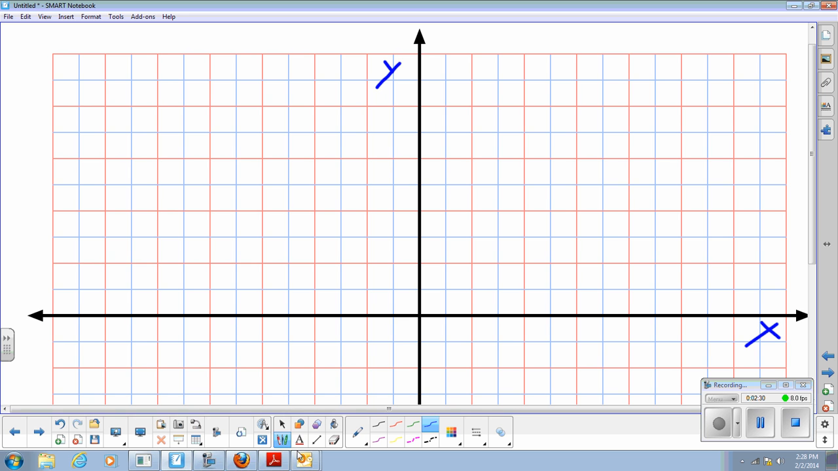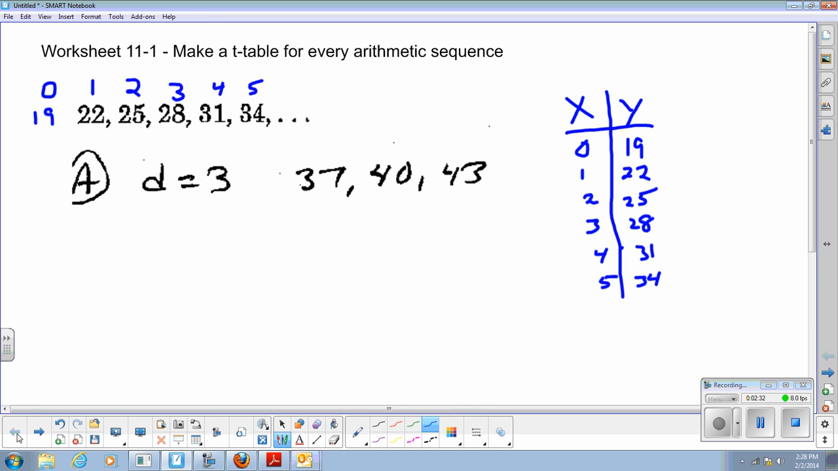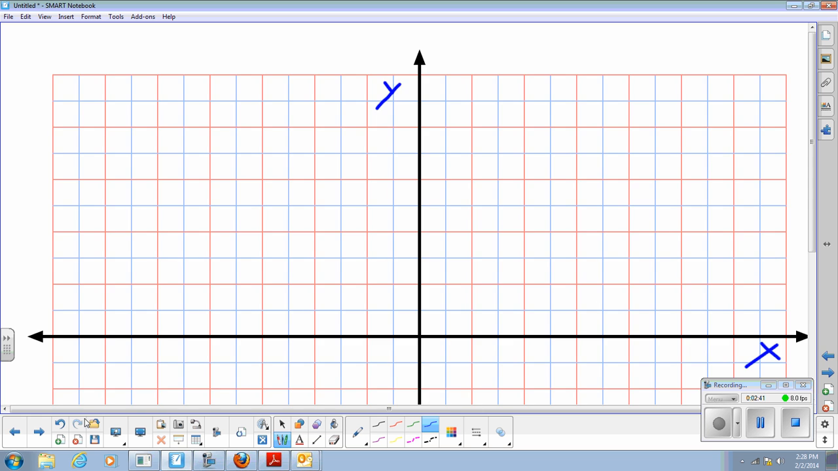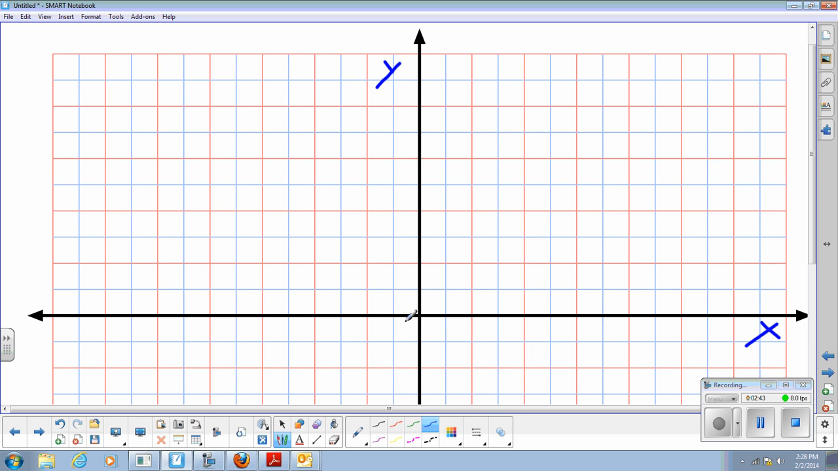And now as I look at my table again, the lowest number there is 19 for the y-axis, 0 for the x-axis. So the x-axis is going to be 0, 1, 2, 3, 4, 5. So back over here, let's do some labeling. This will be 0, here's 1, here's 2, 3, 4, 5. And if I had a sixth term, it would be here.